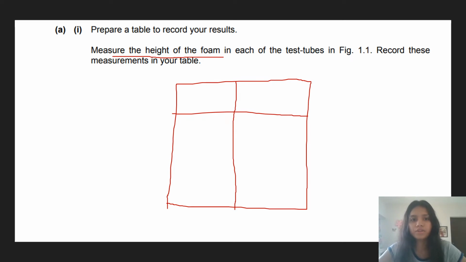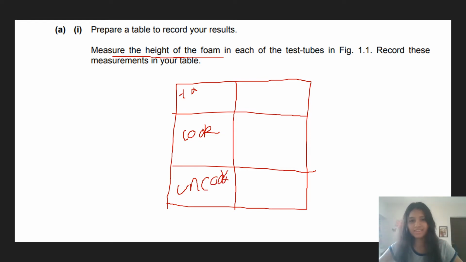Okay. And here you will write treatment of potato. I'm not going to write it because I can't write it with this thing, but you write treatment of potato, and you divide it into 2. So here you're going to have cooked and uncooked. Write the SD as well. I'm just going to be lazy and leave that out. And over here you write height of foam after 3 minutes.